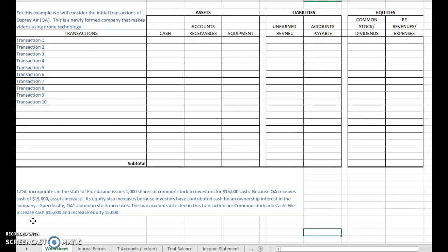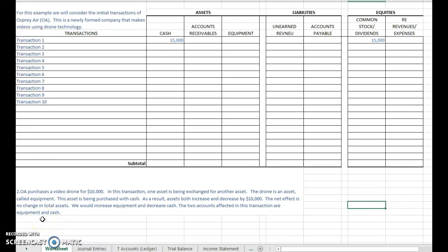Because OA receives cash of $15,000, assets increase. Its equity also increases because investors have contributed cash for an ownership interest in the company. Specifically, OA's common stock increases. The two accounts affected in this transaction are common stock and cash. We increase cash $15,000 and increase equity $15,000.